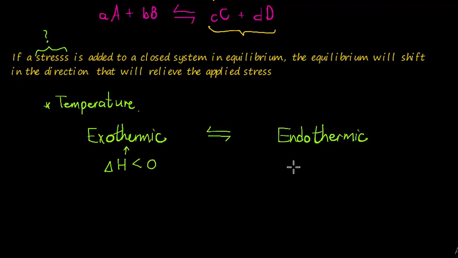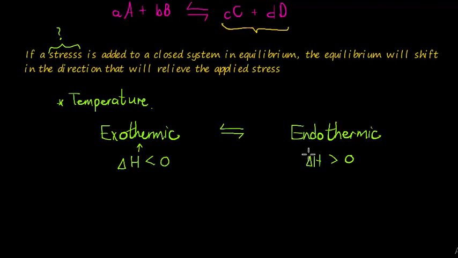Endothermic will have a positive enthalpy. This means that the reaction needs energy, so energy is absorbed or added in this reaction. So when we have an exothermic reaction, we are saying that the reaction has heat as a product.